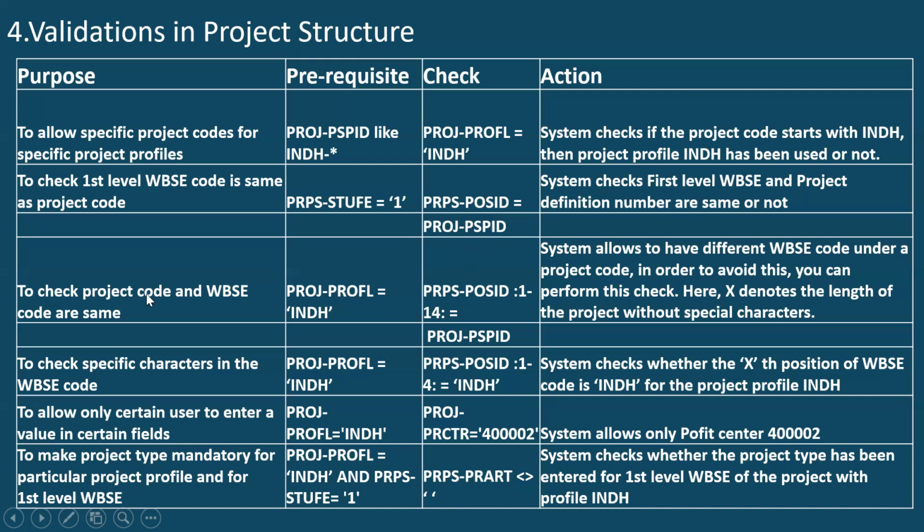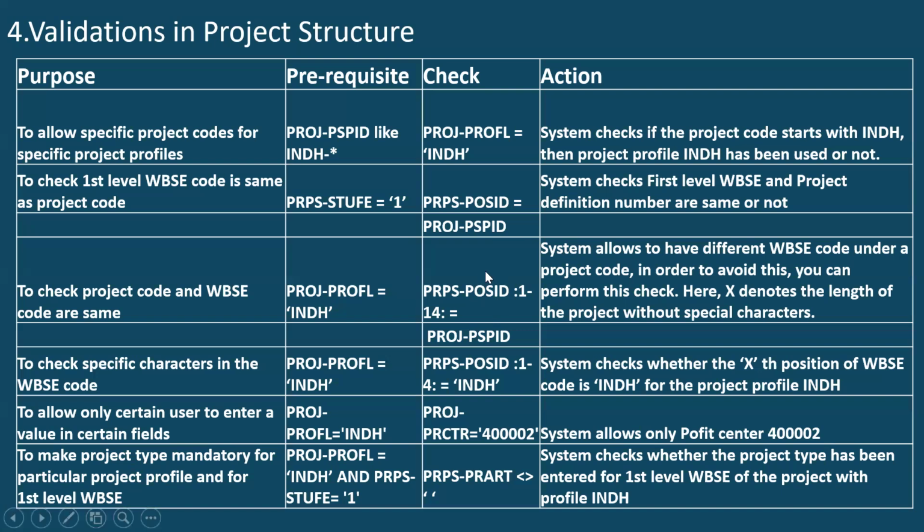Okay, to check that the project code and WBS element code are the same, if the project profile is this, the first 14 characters must be equal: PRPS of POSID, 1 to 14, must be equal to PROJ of POSID. This is another way of writing it. It is the same, but it is another way of writing that level 1, for example, or through the entire project structure.